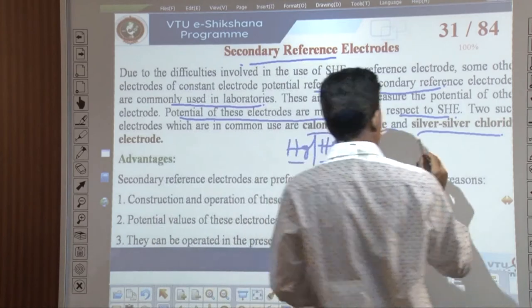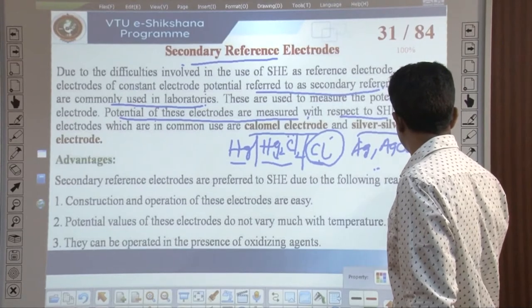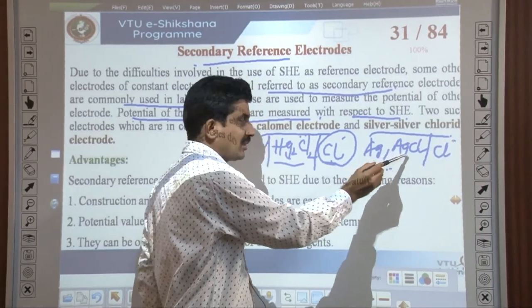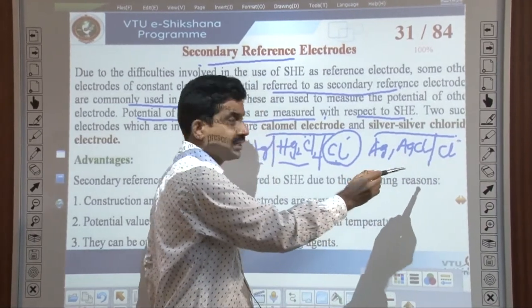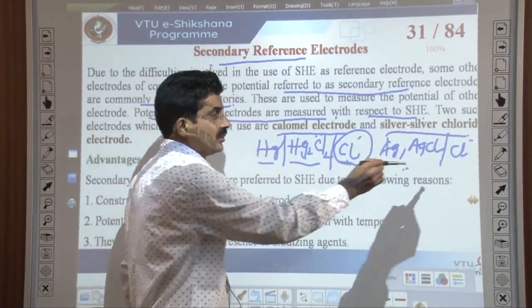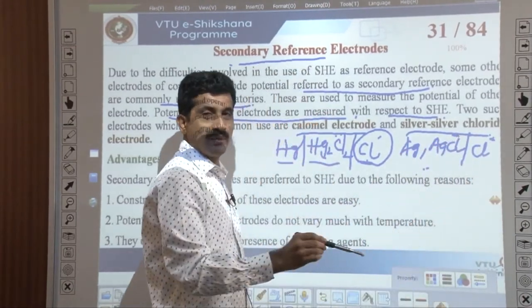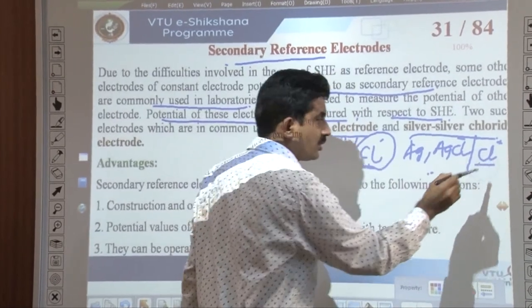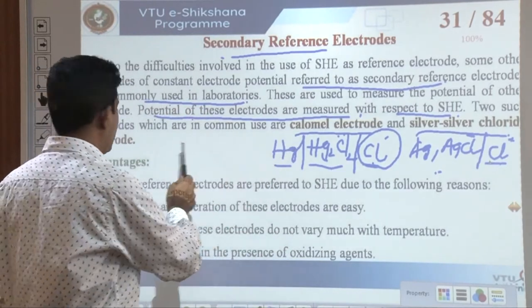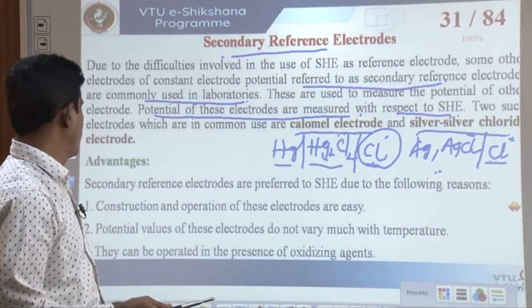Similarly, the silver chloride electrode, Ag/AgCl/Cl-. Silver, a metal, is with its insoluble salt silver chloride, and they are again in contact with a solution of potassium chloride, which contains Cl- ions. The anion of the salt used is Cl-, and the anion of the solution we introduce is also Cl-. So these two are the widely used secondary reference electrodes, the calomel electrode and the silver chloride electrode.